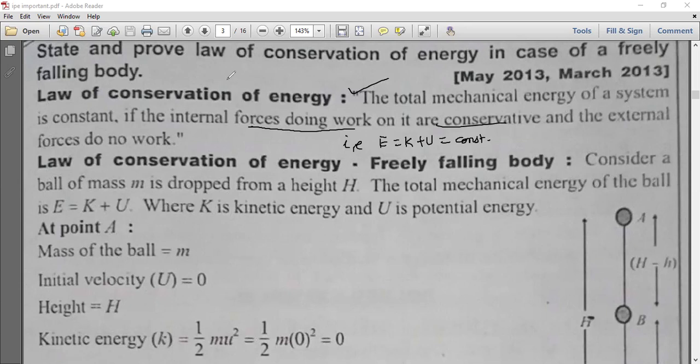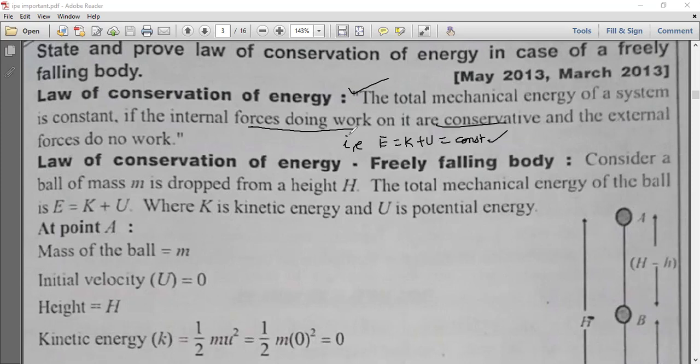One more time, see, first to state and prove. So that's the law of conservation of energy: the total mechanical energy of a system remains constant if the internal forces doing work on it are conservative and external forces do not work, or else energy can neither be created nor destroyed. It can convert from one form to another, but the total energy of the system remains constant, and that is E is equal to K plus U is equal to constant. This we have to write.